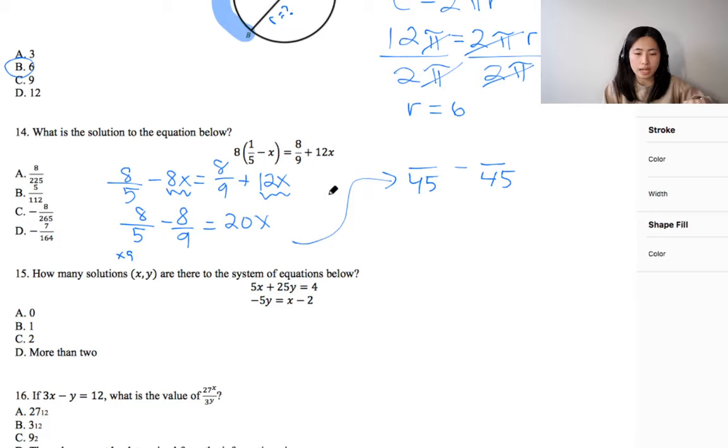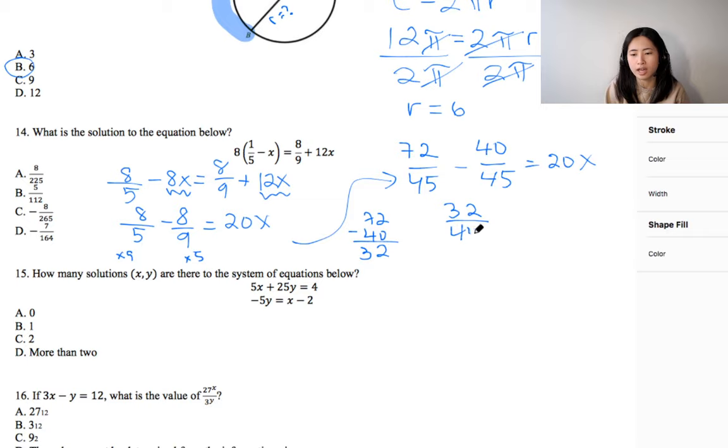So that means you need to multiply 8 times 9, which is 72 right here. And on the other hand, because this is 9 times 5, which is 45, that means 8 times 5 is 40. So that's how you turn it into the same denominator. And that's going to be equal to 20x. So 72 minus 40 is going to be 32. So this is 32 over 45, and this is equal to 20x.